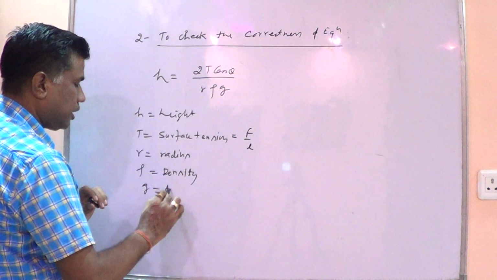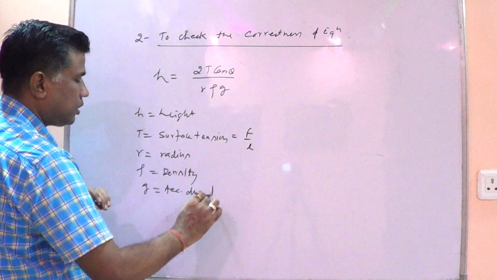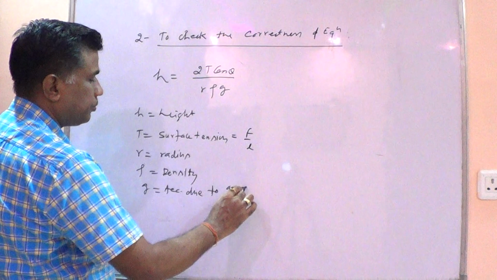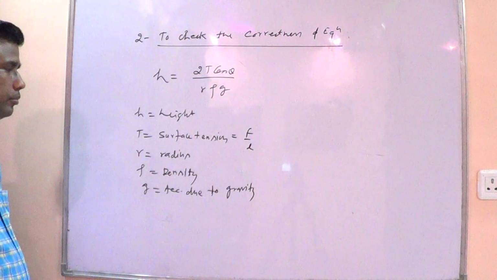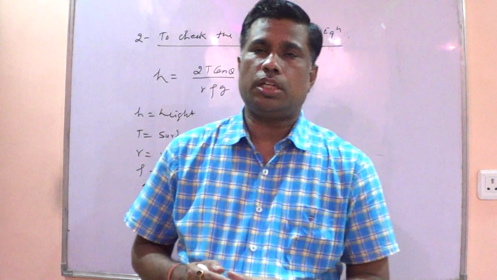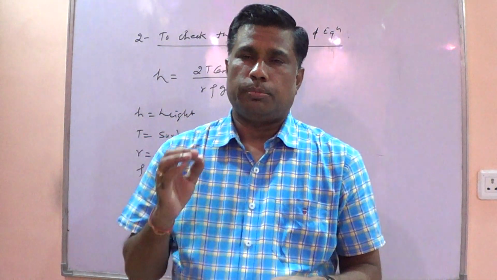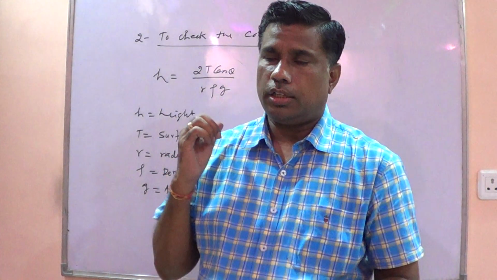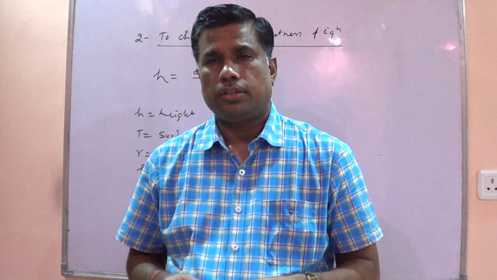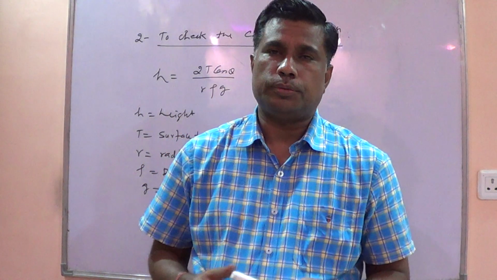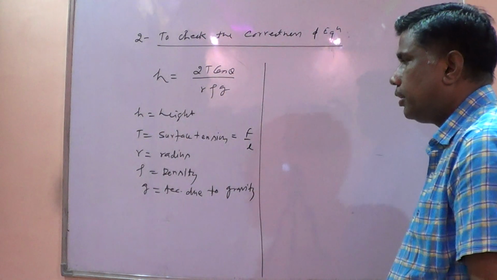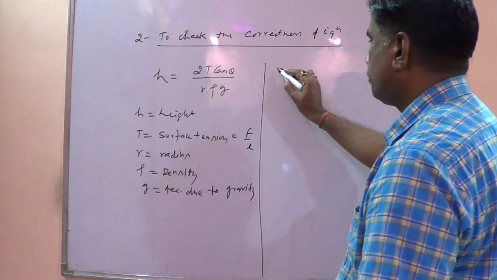This g is what? Acceleration due to gravity. This is also a known quantity for you. g is acceleration due to gravity. Now students, you have to check the correctness of this equation. In this problem, I am going to check the correctness of this equation. The next problem I will give to you. So I am going to write the dimension of the left hand side.